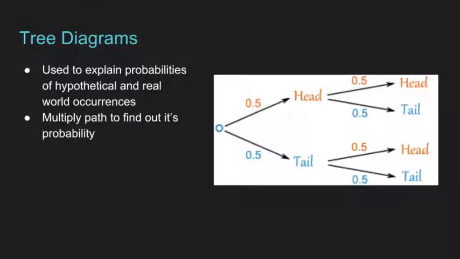In probability, tree diagrams are especially helpful to explain the probabilities of hypothetical and real-world occurrences. To find a path's probability, you simply multiply along it. As seen on the model shown, your chance of throwing two heads in a row is 0.5 times 0.5, which is 0.25 or 25%. And they can be especially helpful for determining probability.